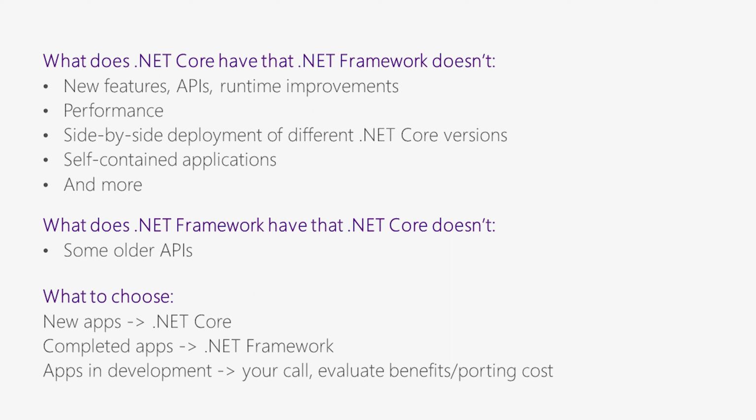And how do you choose? For your new applications, choose .NET Core. For your applications that are only in maintenance mode and all the development is completed, you don't want to touch that code, it's completely safe to leave them on the .NET Framework. And for existing applications that are targeting .NET Framework but are in active development, you can make your call. Either move them to .NET Core or leave them on the framework. You can evaluate benefits and porting cost and make the decision that is best for your application.